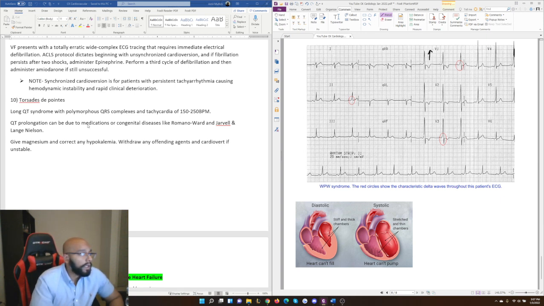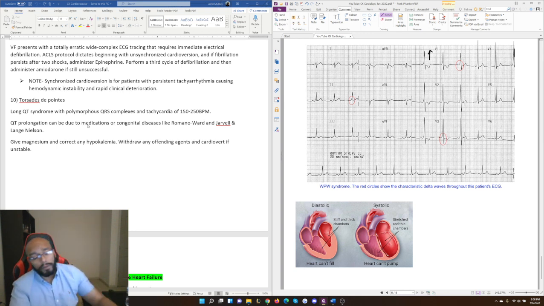Last thing is just torsades de pointes, which we looked at when we looked at QT prolongation earlier with the meds that were involved, as well as Jervell and Lange-Nielsen and Romano-Ward syndrome. The main thing being that all you need to do is give magnesium, correct any hypokalemia or calcium derangements, any electrolyte derangements in general, and withdraw any offending agents if there are any that you can identify.